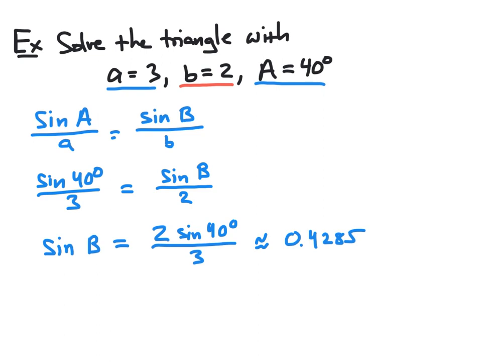Our next step is to use the value for sine of B to find angle B. Your instinct might be to use the inverse sine function, and that is what we're going to do. But it is important here to notice that there's actually two possible angles with a sine equal to 0.4285.